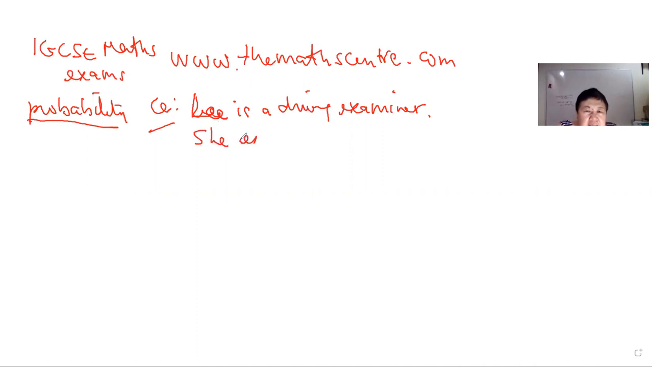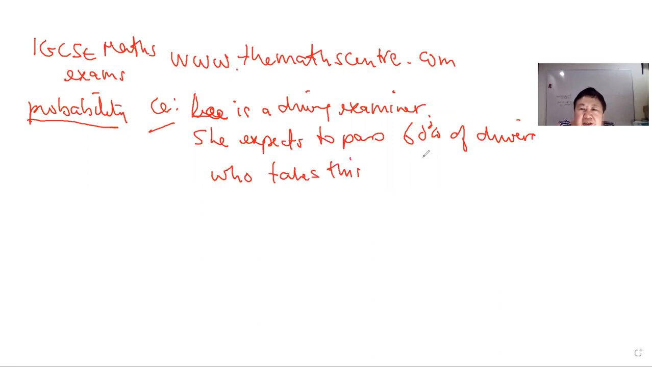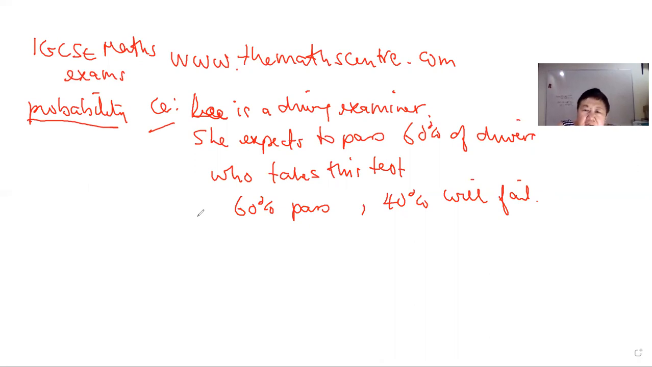She expects to pass 60% of all the drivers who take this test under her. That means she gives a 60% pass rate and therefore 40% fail. So 60% of all the candidates will pass and 40% will fail. That's not too bad. If she's the examiner, you have a 60% chance of passing and a 40% chance of failing.